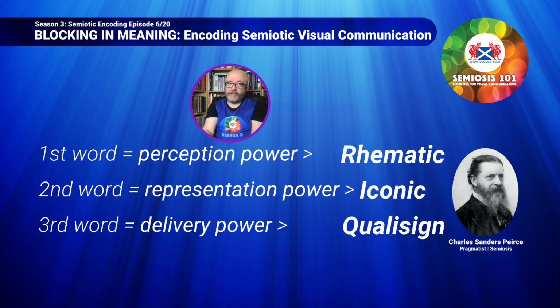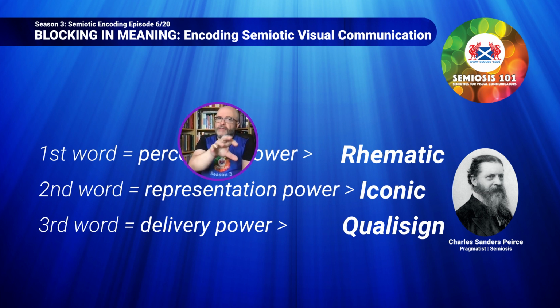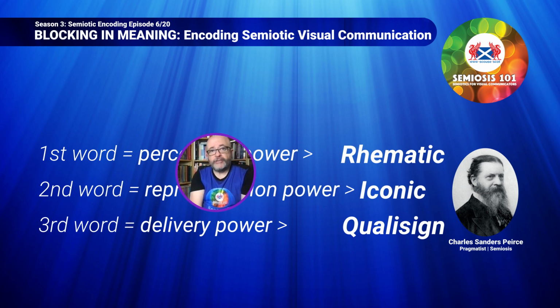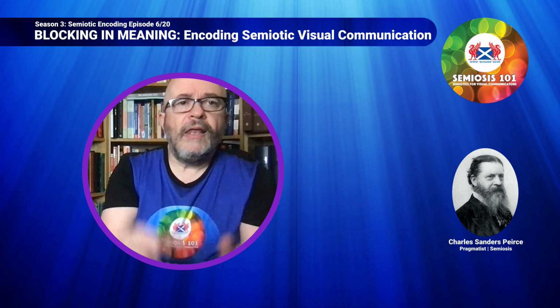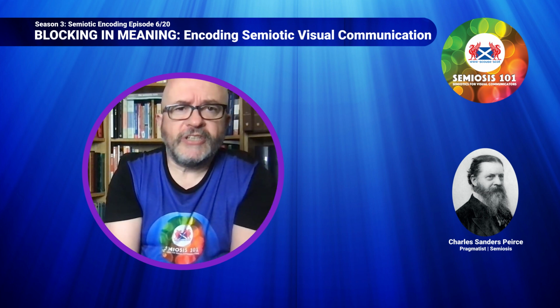The first word explains, in Peircean theoretical terms, the power the sign has to convey meaning to the audience. The second, the power of semiotic representation used. And the third, how the audience receives it. Let us put that into a designer-centric context.